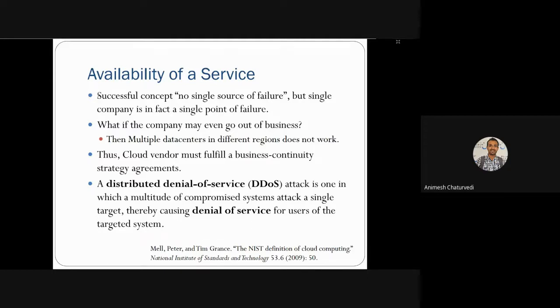Then distributed denial of service is one of the problems in availability of service. So what happens? A DDoS attack happens, which compromises some activities and targets a single point, and because of that all the other users suffer because of denial of service. Multiple requests are communicated by the attacker, and that actually creates the denial of service.